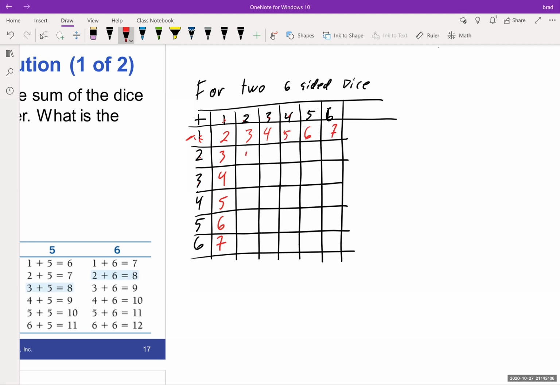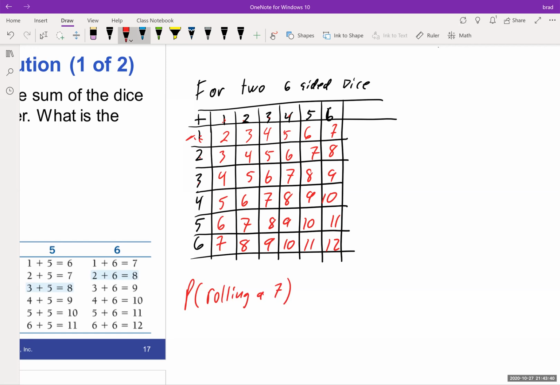You just go 2, 3, 4, 5, 6, 7, 8, 5, 6, 7, 8, 9, 6, 7, 8, 9, 10, 7, 8, 9, 10, 11, 8, 9, 10, 11, 12. The reason this is nice is because now I can ask you any probability. This is all for 2 6-sided dice being rolled. So find the probability of rolling a 7. These are all the different ways that you could roll a 7.